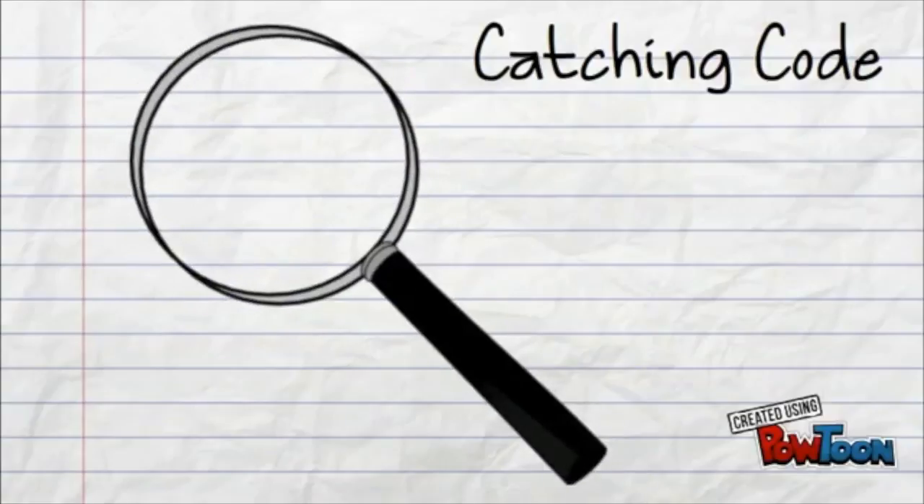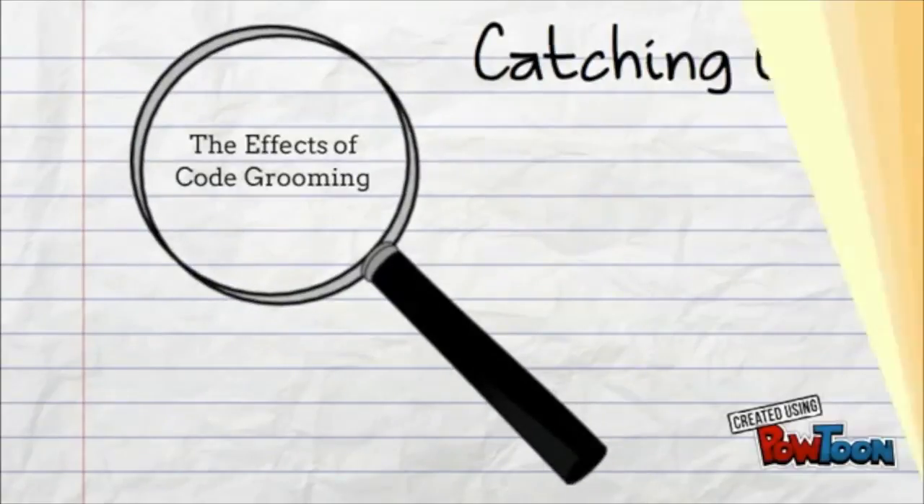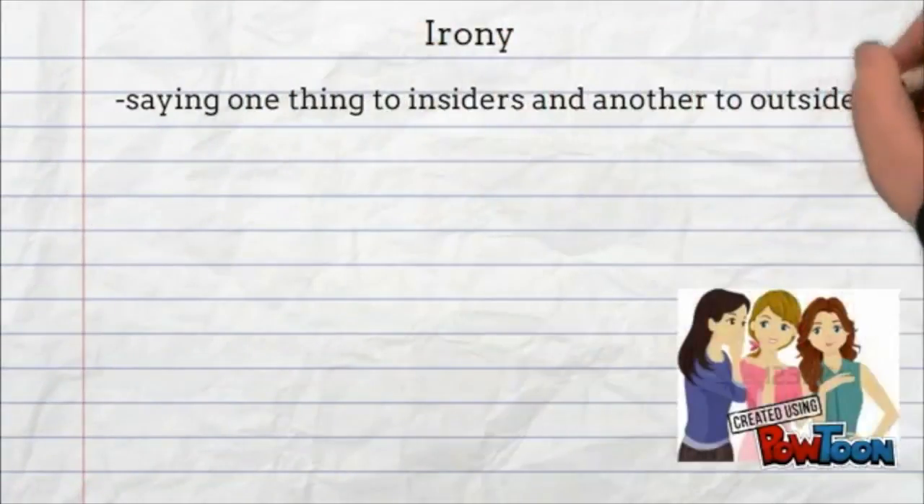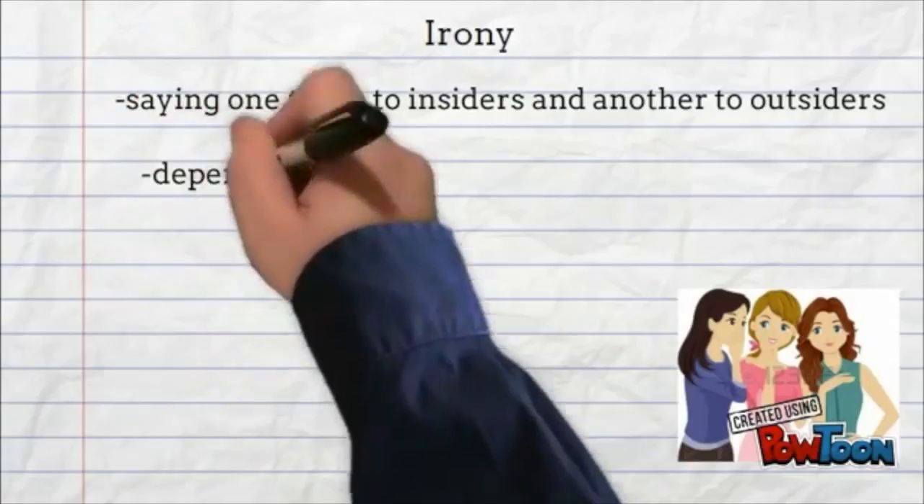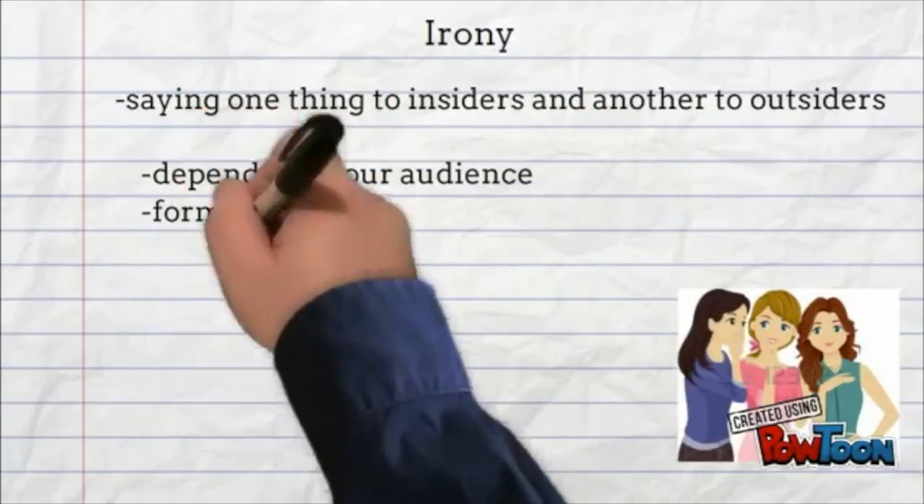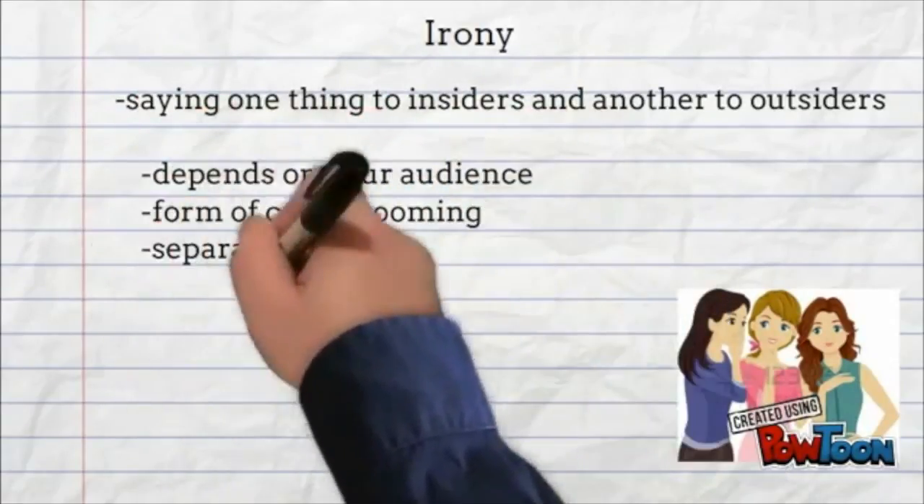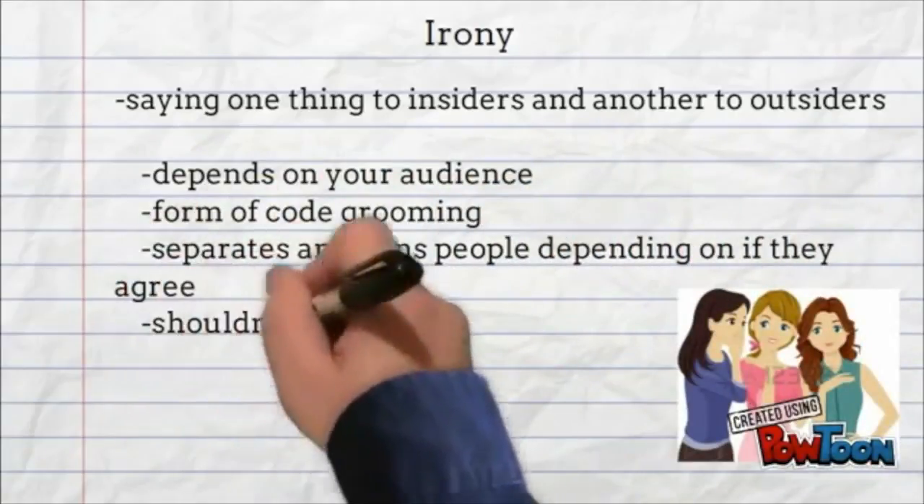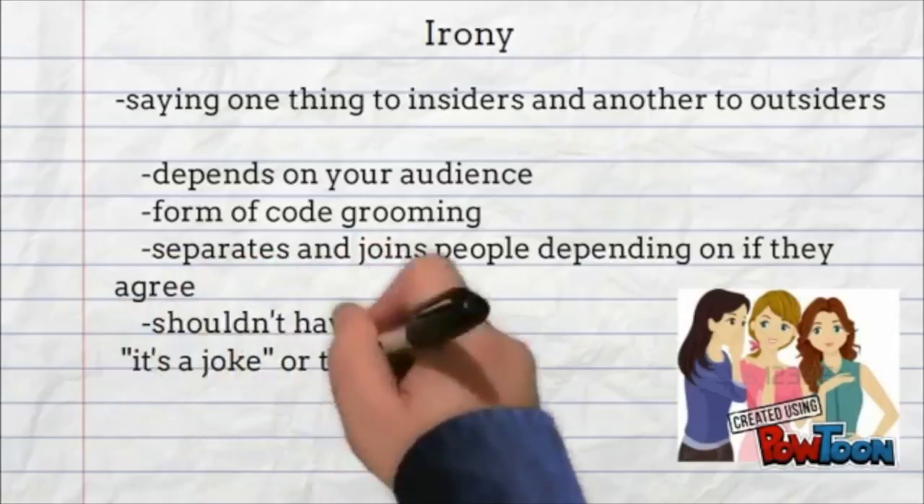How code grooming works. Irony is the way you speak to certain people, like what you'd say to get on a teacher's good side versus what you'd say to get on a classmate's good side. People either get your language or they don't, and that either bonds or separates you.